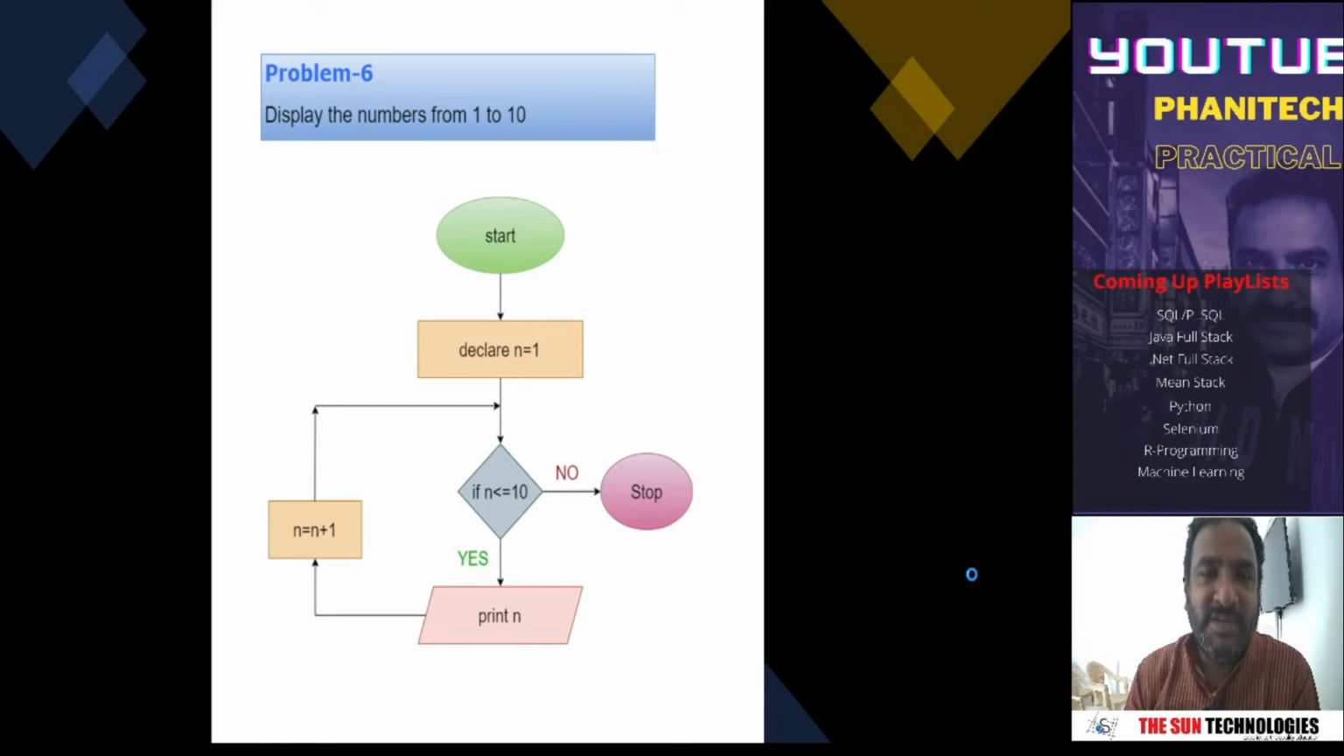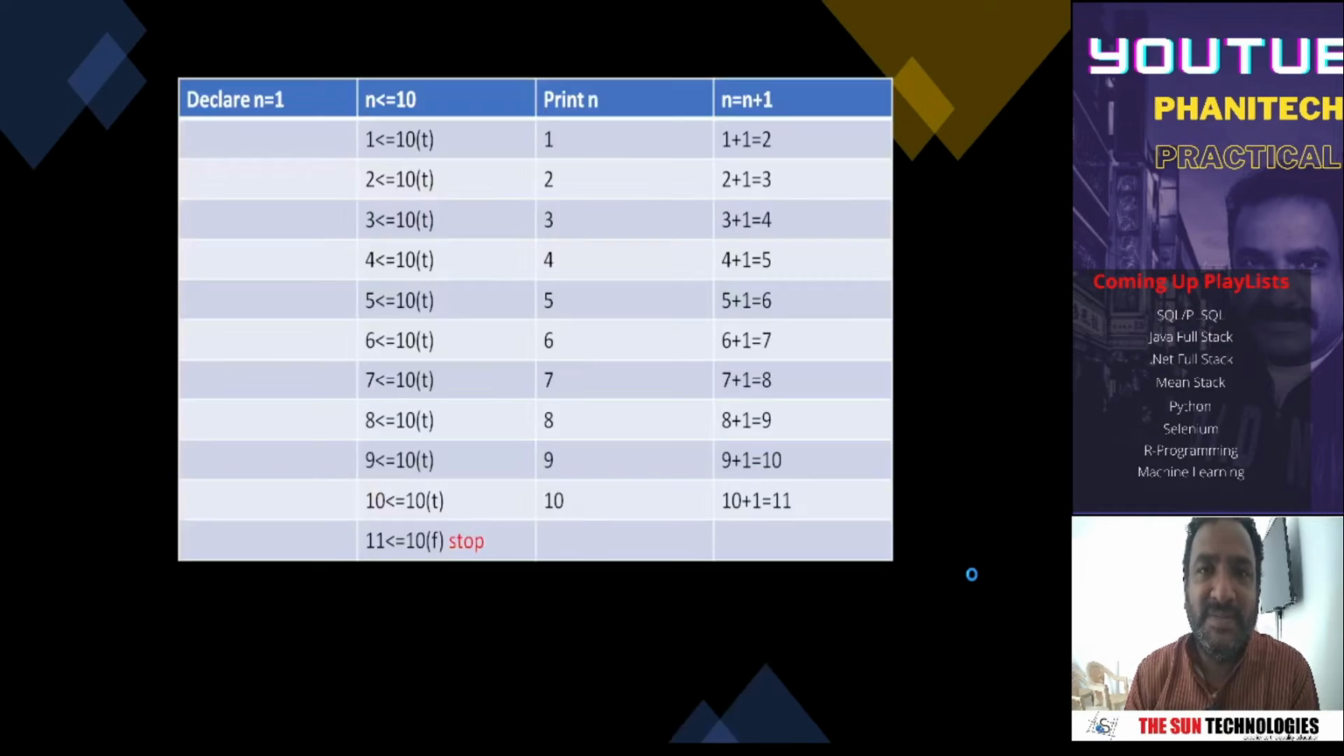The same thing I will explain with the help of a technique called a dry run. Here I can put all the steps which are specified in the flow chart in table format. The initial value of n is 1. n less than or equal to 10 is the condition. If the condition is true, then you can display. After displaying, increment the value by 1. Like this, 10 iterations can be performed. And finally, after displaying 10, it goes to 11. 11 less than or equal to 10 is a fail. It will stop the process.